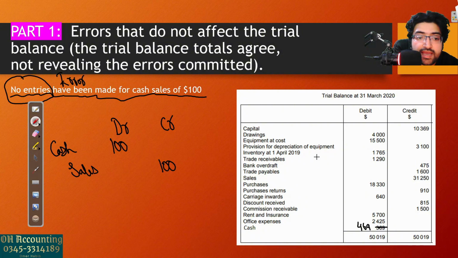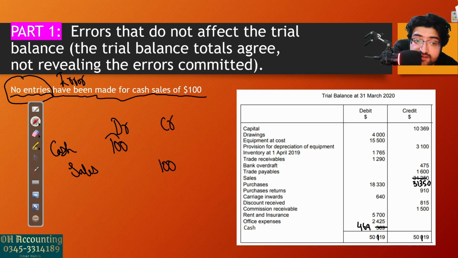469, and then the sales amount should also increase by 100. So sales will become 31350, and now the totals will become 50119 and 50119 on both sides. So the totals are still equal now, and the totals were also equal when we had made this error and not recorded these transactions. Why?